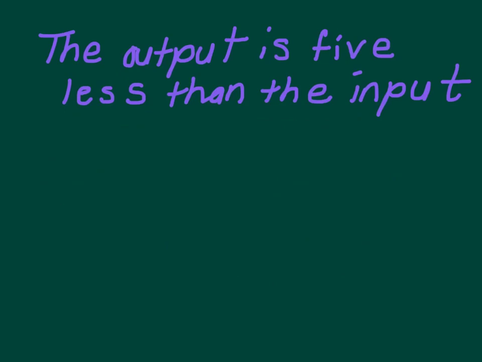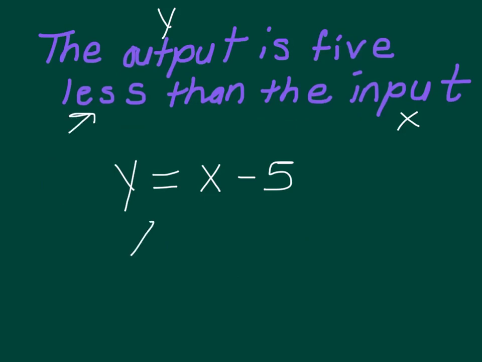So here's another example. This is a function written in words, and we are going to translate it into an equation. The output, which we just talked about as y, is 5 less than the input, which is x. So the output, y, is 5 less than the input. So we have x minus 5. And now we have a function written in words here and as an equation with two variables here.